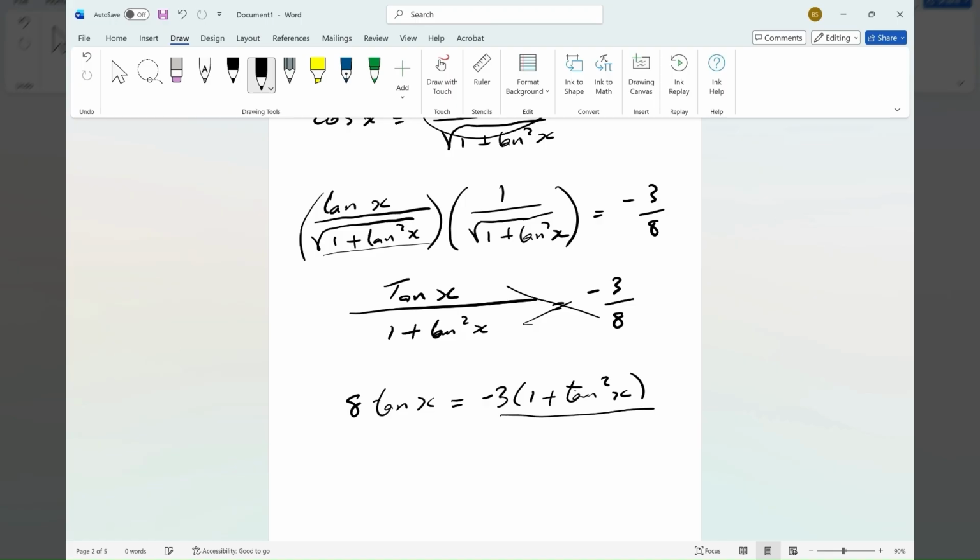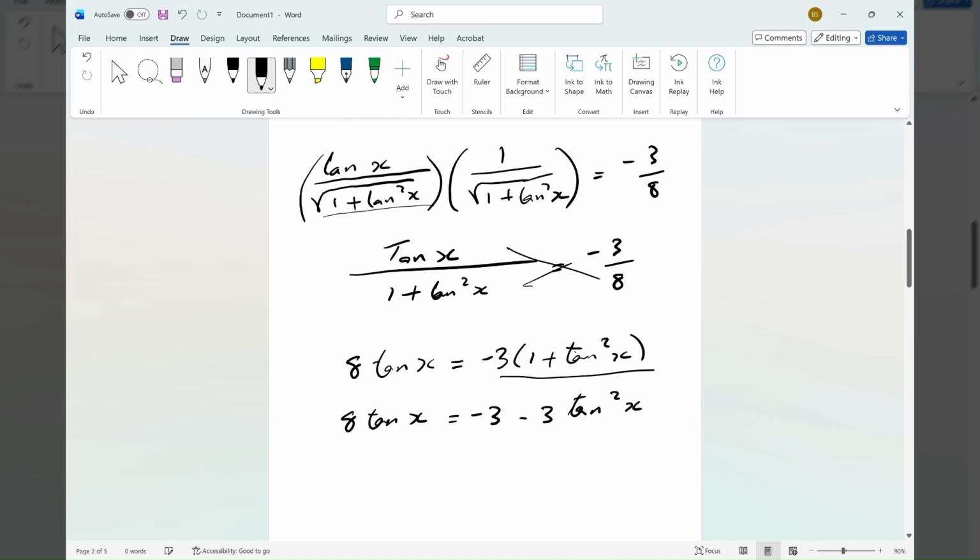Let's expand this term. We have 8 tan x is equal to negative 3 minus 3 tan squared x. Let's rearrange that. We get 3 tan squared x plus 8 tan x plus 3 is equal to 0.